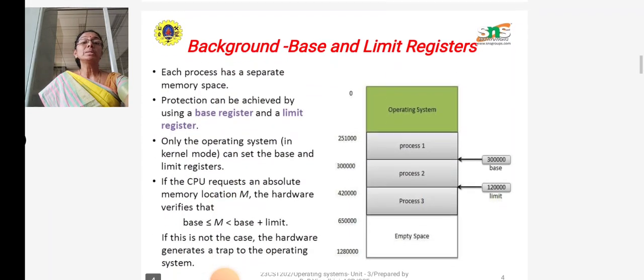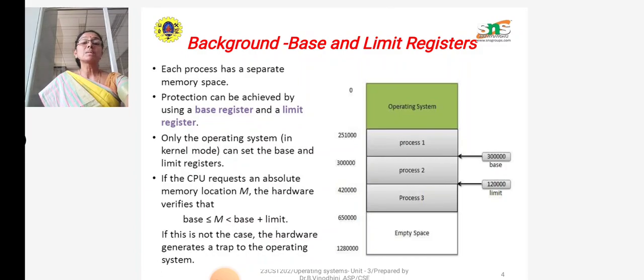In memory management, each process has a separate memory space, and protection can be achieved through the base register and limit register. For example, for every process we have a specified memory space in the physical memory. In the physical memory, the memory space is represented in terms of the base address and limit address. What is the base address? The starting address of the particular process. The limit register shows the size of the process. Based upon that, the protection is specified in terms of the physical address space.